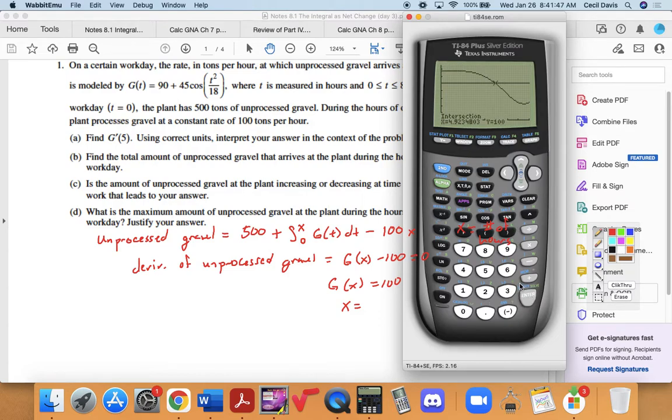And it's what, 4.9234. So now I know where the derivative is equal to 0. So now I can use the candidates test. What happens at time t is equal to 0? What happens at time t is equal to 8? And what happens at time t is equal to 4.923?